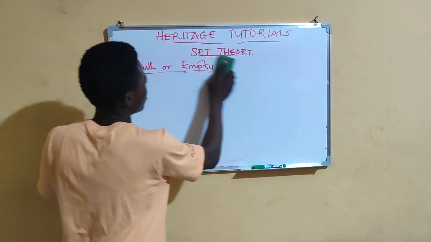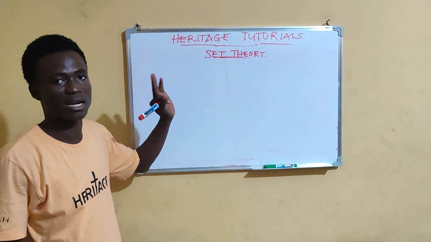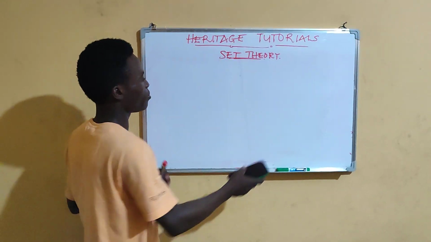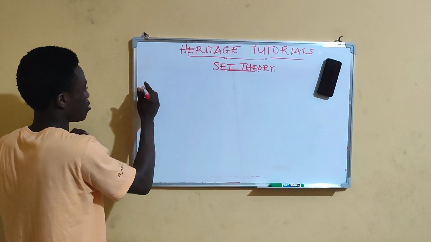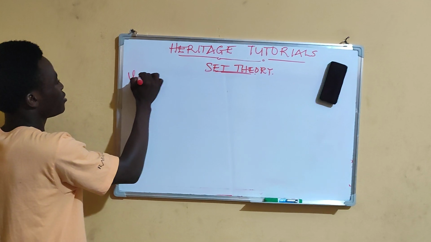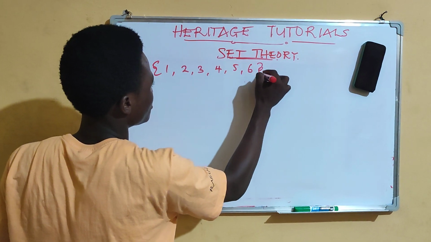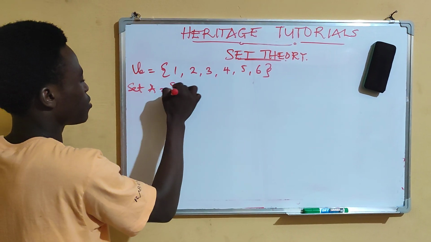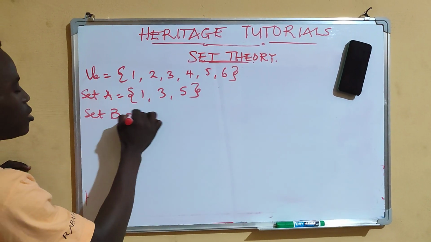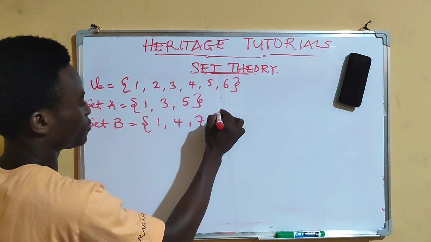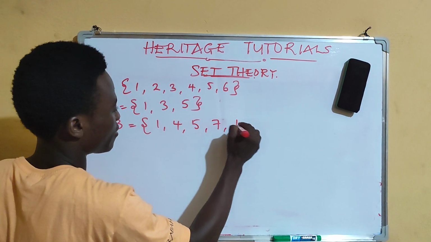So these are the basic things that we need to know as far as set theory is concerned. In my next video, I'll be showing us the Venn diagram, that's the diagrammatic representation of sets. But before we go there, I'll just give us a question, then we'll solve 1 or 2 questions, then we'll be done. So let's assume we have a question where our universal set is 1, 2, 3, 4, 5, and 6. And my set A is equal to 1, 3, 5. And my set B is equal to 1, 4, 7. Let's have 5 here, let's have 7 here, let's have 10 here.